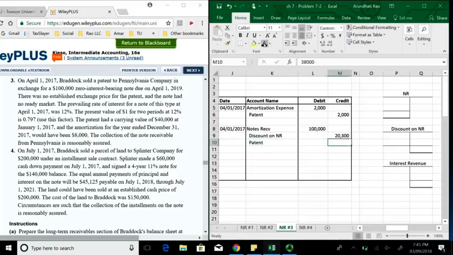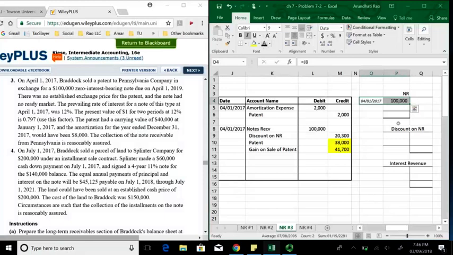I need to take the patent off my books. The patent I know is 38,000. How do I know it's 38? It's 40,000 minus the 2,000 amortization, which basically means I sold the patent for a gain. Once again, look at these two numbers, add them up. These two numbers add up to 79,700. That's 100,000 times 0.797.